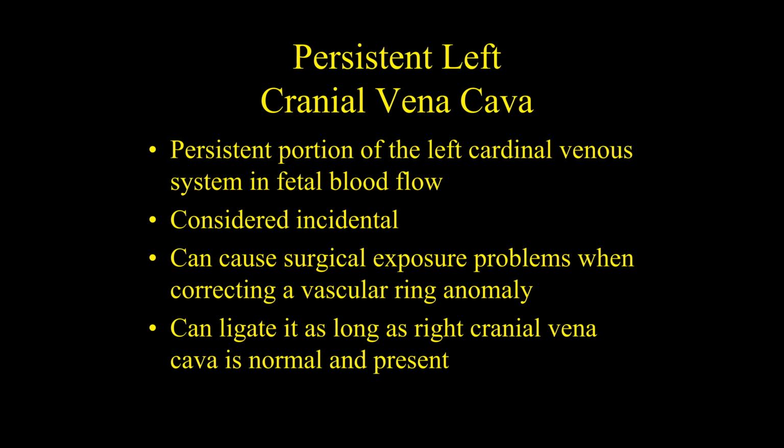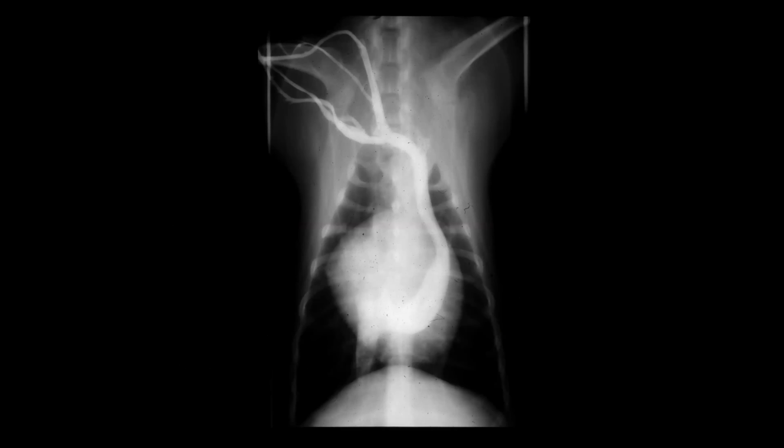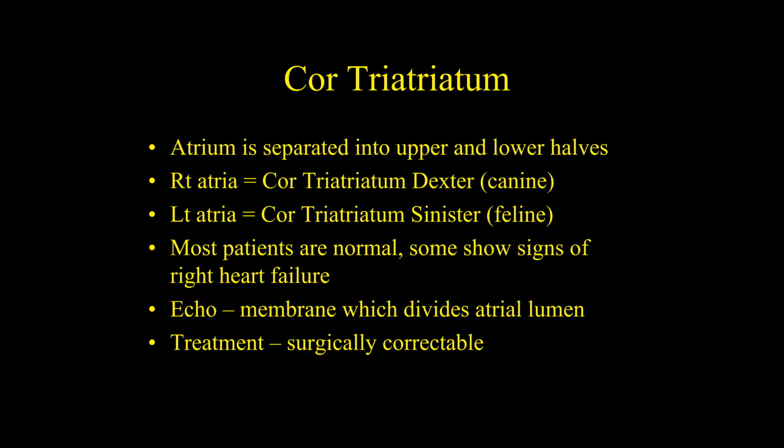Persistent left cranial vena cava. In utero, a lot of the animals in embryology will have a left cranial vena cava. We know the caudal vena cava and the cranial vena cava in an adult normal dog are on the right side. But sometimes they will have a persistent left cranial vena cava. And this is an example of a contrast study of the cranial vena cava that is now on the left side. Most of these dogs do pretty well with it. Doesn't really matter to them, and they have a pretty good prognosis.